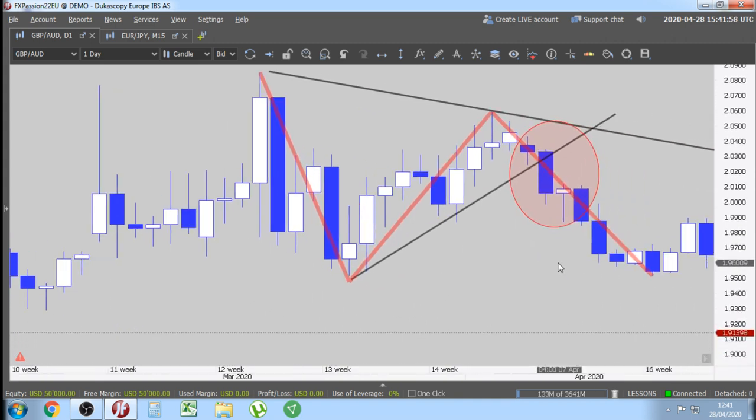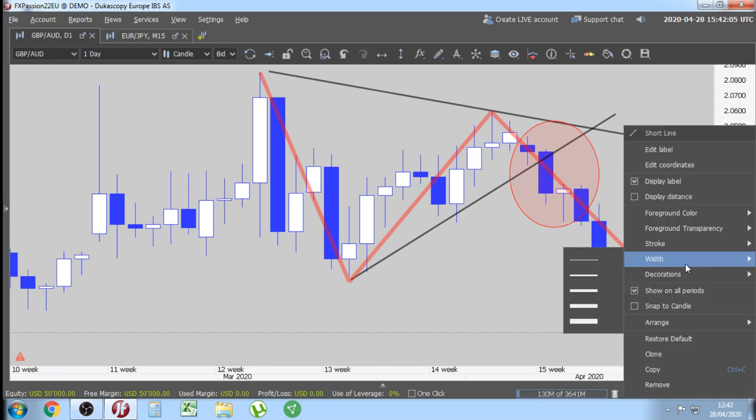Okay, so talking about counter trend lines, now this would be a less risky one. Let me correct here.